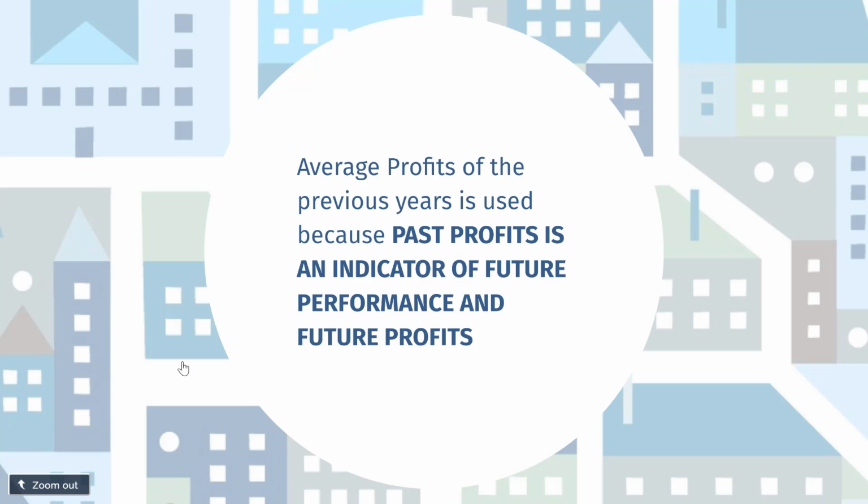Average profits of the previous years is used by the prospective buyer because past profits is an indicator of future performance and future profits. So when the buyer of the organization wants to pay for the future profits which he will get, he will use the past year's average profits as a base because the past profits is an indicator of future performance and future profits.